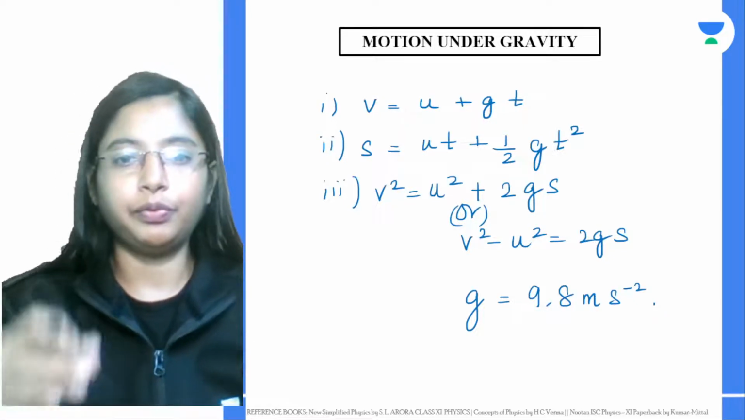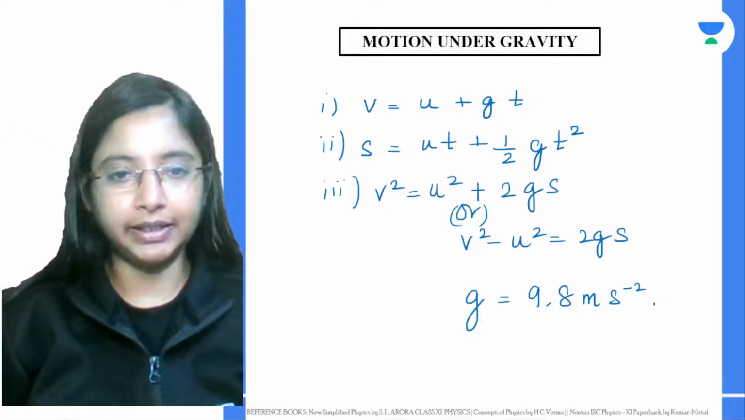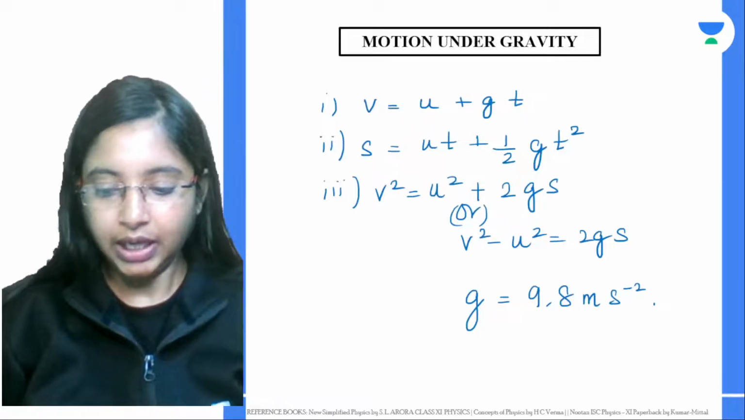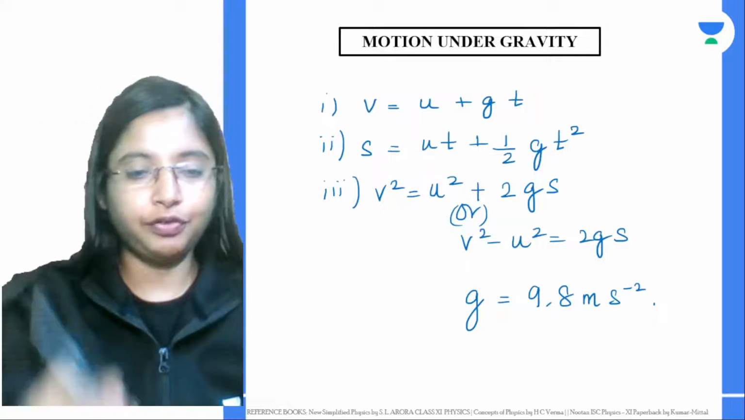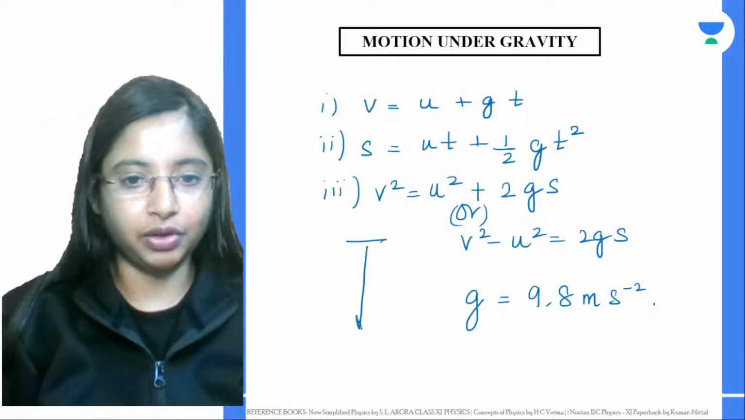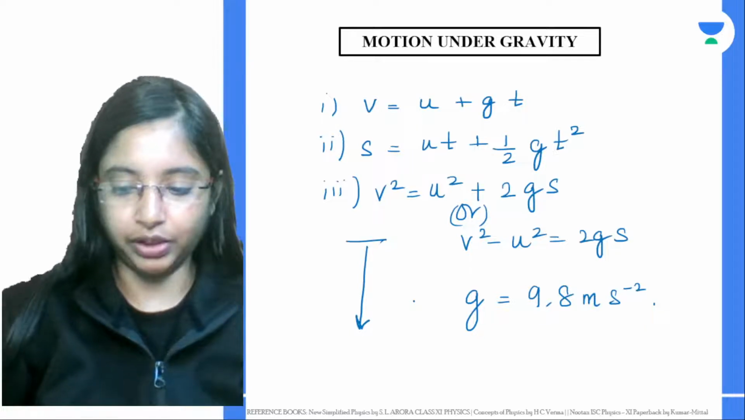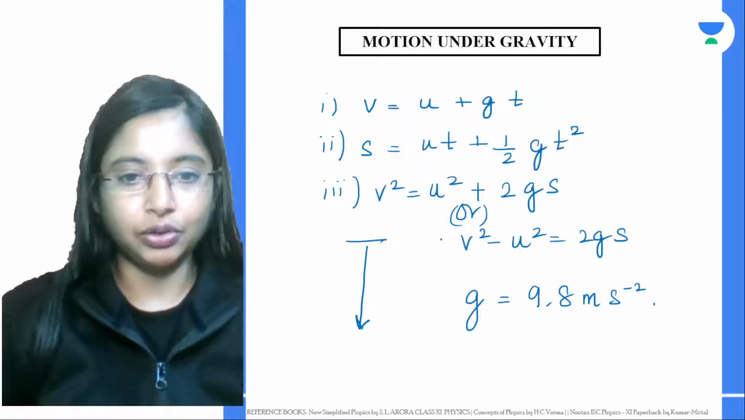Now, whenever an object is under gravity, as it's falling down from a height, its velocity increases. From a particular height, the object is falling down, its velocity increases. So the g value will always be taken as positive.